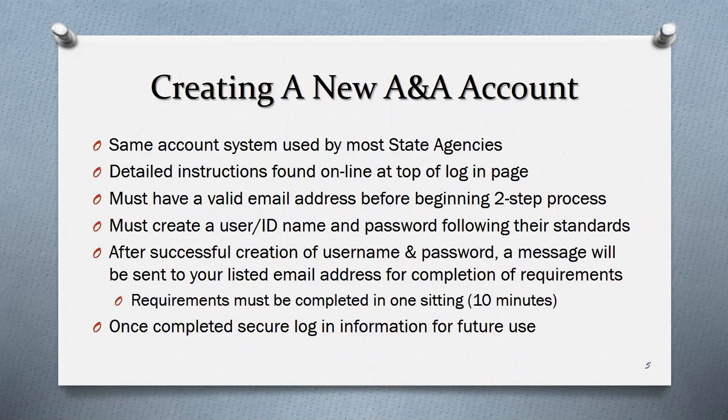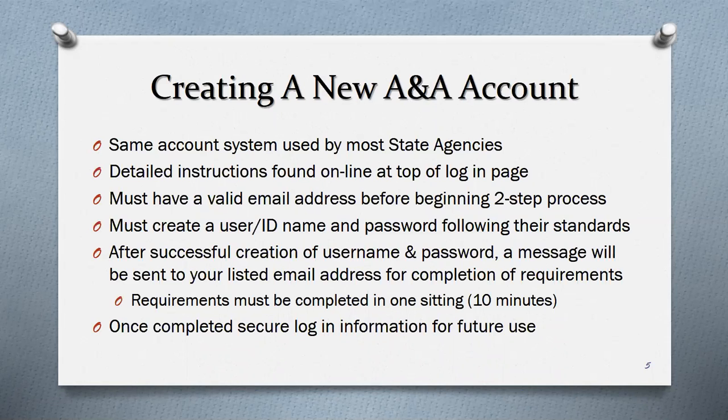Now, again, detailed instructions can be found at the top of the login page that we saw, for a forgotten password or ID, or for creating a new account. When you create a new account, you have to have a valid email address, and you need to have this before you begin this two-step process of creating an ANA account. Once you create your user ID name and password, you have to follow the standards that are established on the screen for that. And then after successful creation of your username and password, an email message will be sent to the listed email address for completing the requirements. So that is the second portion of this process.